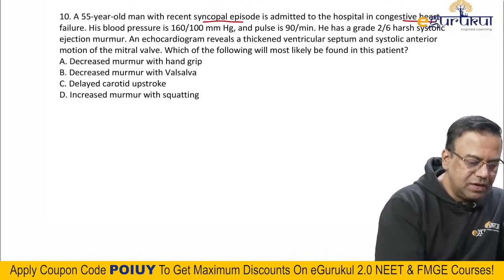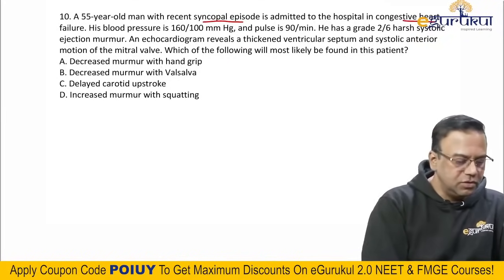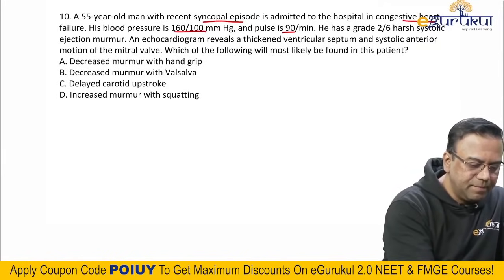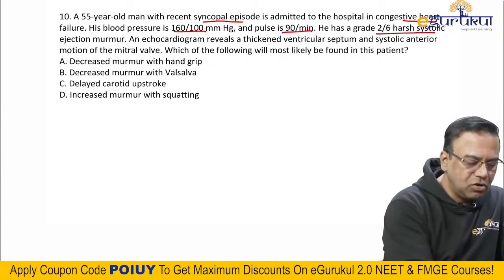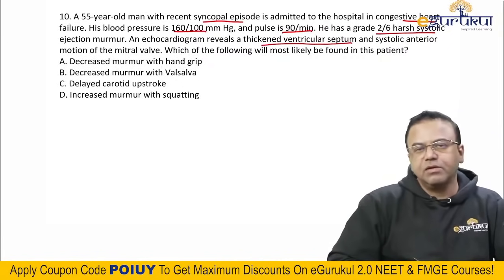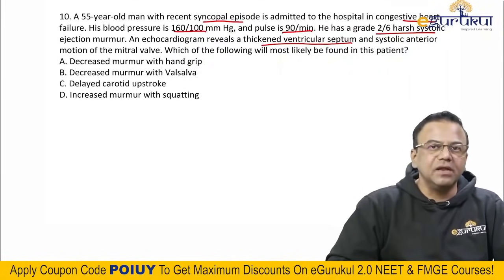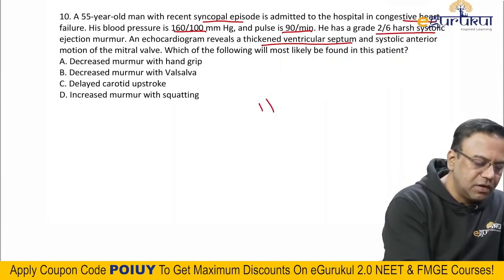And this is a patient who is having some heart failure features also. His BP is high, 160/100, pulse is 90. He's got a systolic ejection murmur, echo showing thickened ventricular septum. Now this should alert you, thick ventricular septum is highly suggestive of hypertrophic obstructive cardiomyopathy.